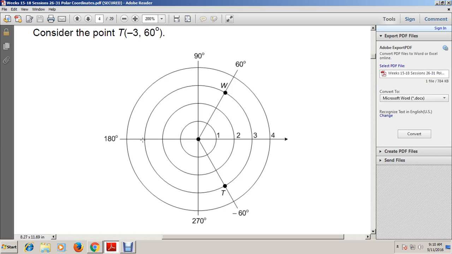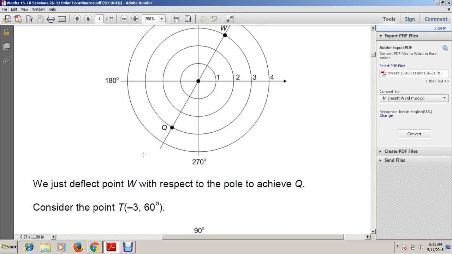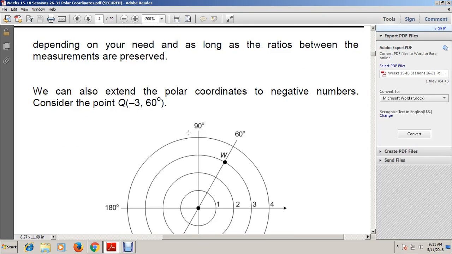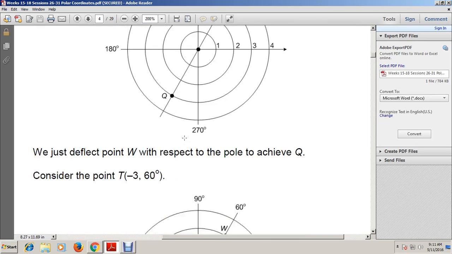This means that we will be measuring the angle in a counterclockwise sense. So we'll be measuring towards this direction, ending up at point Q. Notice that T at negative 3 and 60 degrees is the same as point Q, which proves that T here is wrongly written in this courseware.